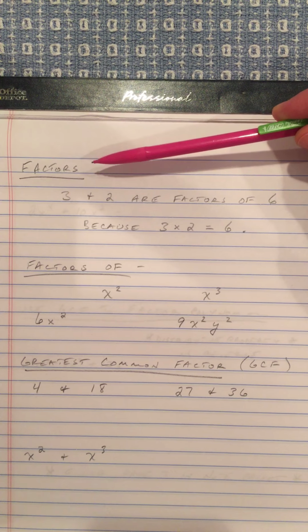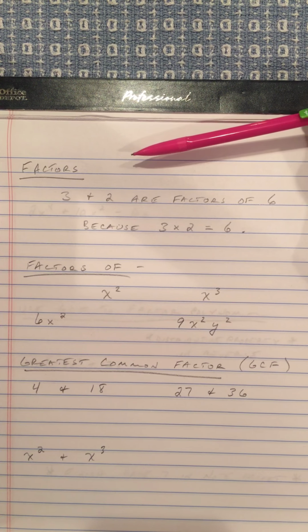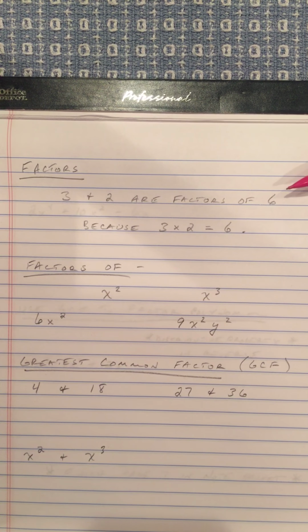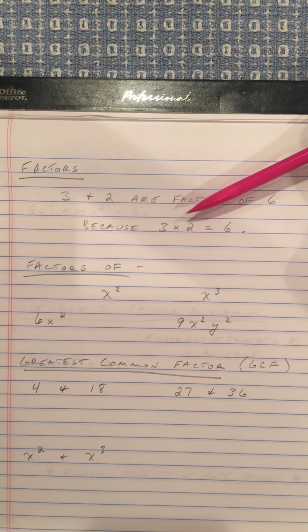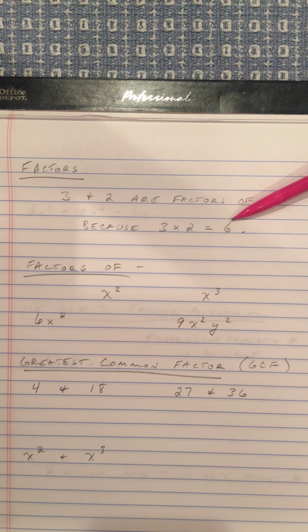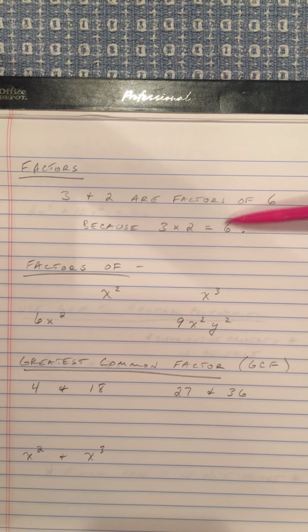But so factors, what makes it a factor? Why do we call things a factor of something? So 3 and 2 are factors of 6. And the reason we can say that 3 and 2 are factors of 6 is because 3 times 2 gives us 6. Like 6 is created by 3 times 2. So we can take 6 and break it into these two factors. So when you think of 6 in this situation, 6 is the product and 3 and 2 are the factors.